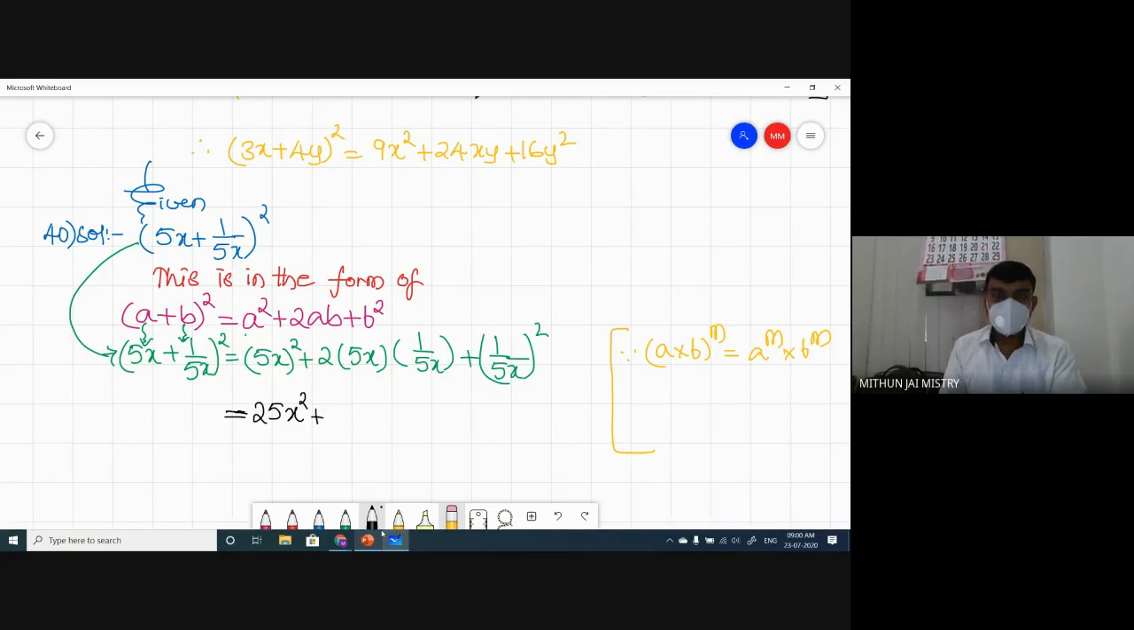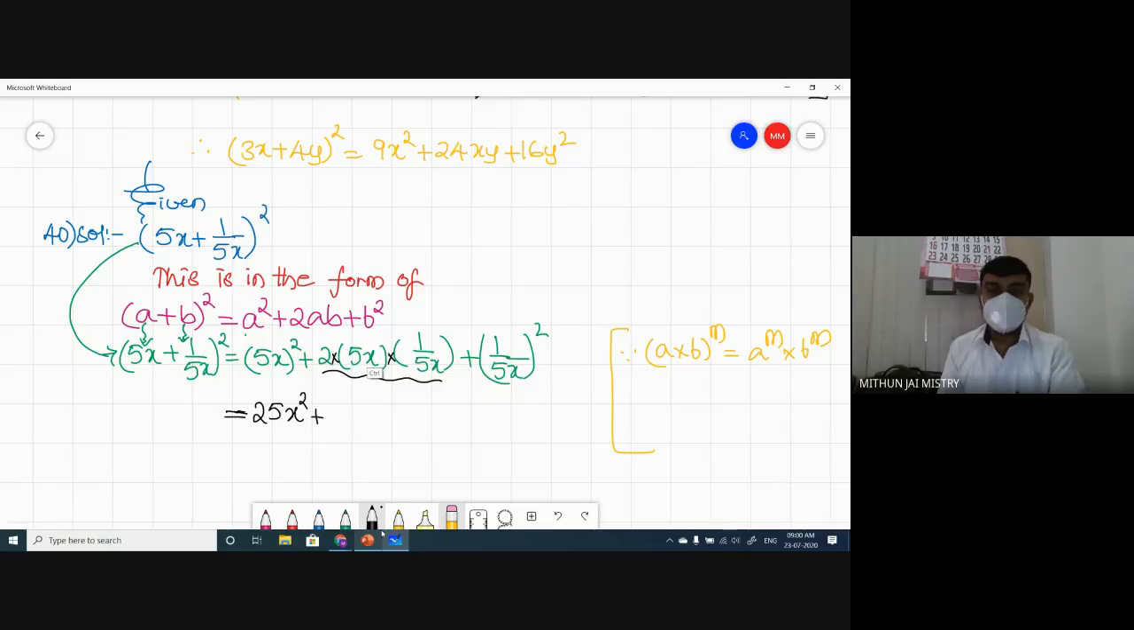Now you have a look here first. What does this mean actually? This is 2 into 5x into 1 by 5x. So here 5x is upside and 5x is denominator. So here 5x and 5x both are getting cancelled each other.